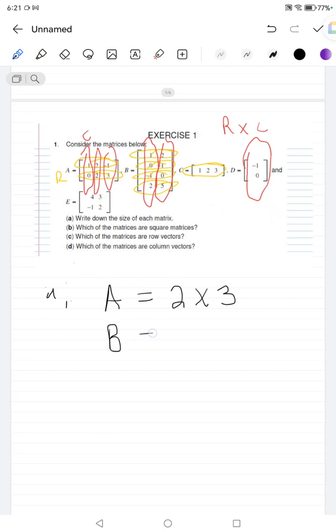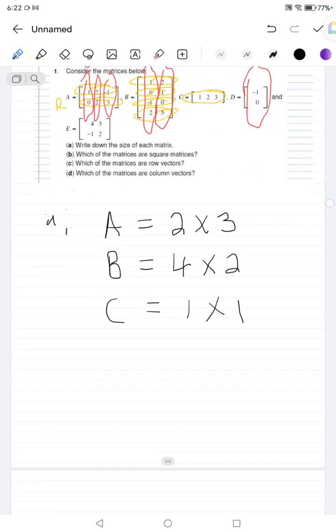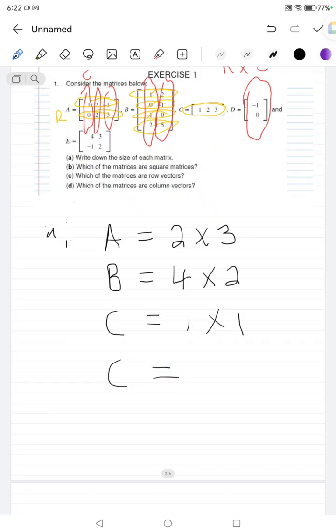Then we go to B and we consider the size. We consider the rows by the columns. How many rows did we have? We have the ones that are in yellow, 1, 2, 3, 4. So this is going to be a 4 by 2 matrix. Then you're going to check how many rows we have. This one you can just say it's a 1 by 1. Then the last one, also, you'll just say it's a 1 by 1.